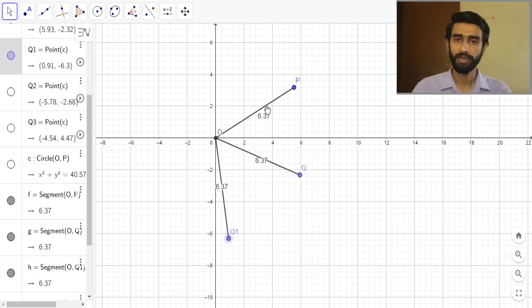Now this is reflexive, it is related to itself. This is symmetric, P related to Q and Q related to P. And this is also transitive, P related to Q, Q related to Q1, then P related to Q1. Okay, this is clear. So let's go back to our question.